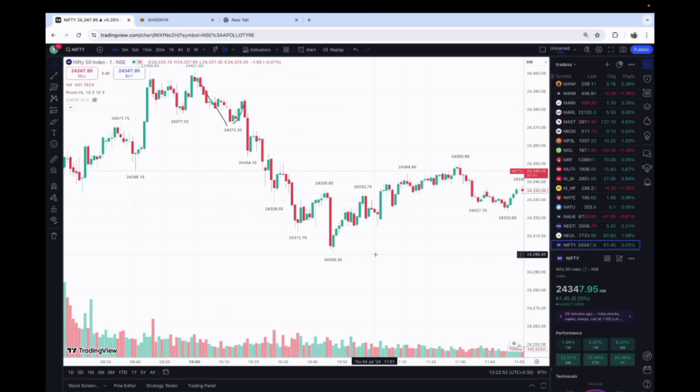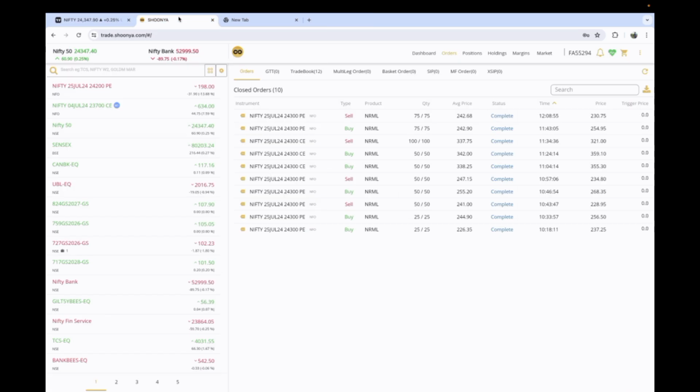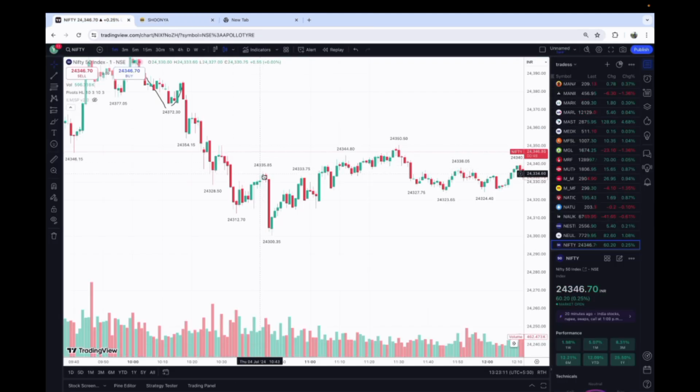Then you can see a new low was formed, 24312. That low was broken by the candle that was formed at 10:46. So I entered into the trade at 10:46 with 50 quantities. You can see here, the third one, fourth one. Then my initial stop loss was this.